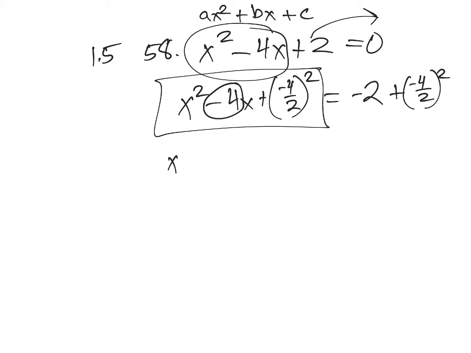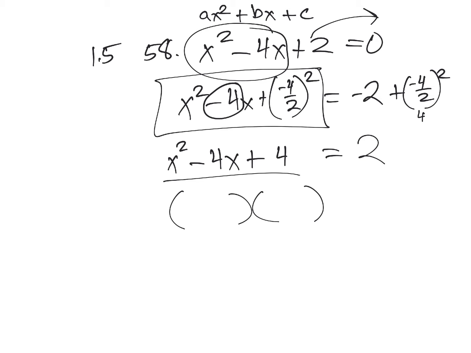So just to show you, we have x squared minus 4x plus what? That'd be 16 over 4, which would be 4. Then on the right side, negative 2 plus 4 is 2. Okay, so this is factorable. What do you get? x minus 2.